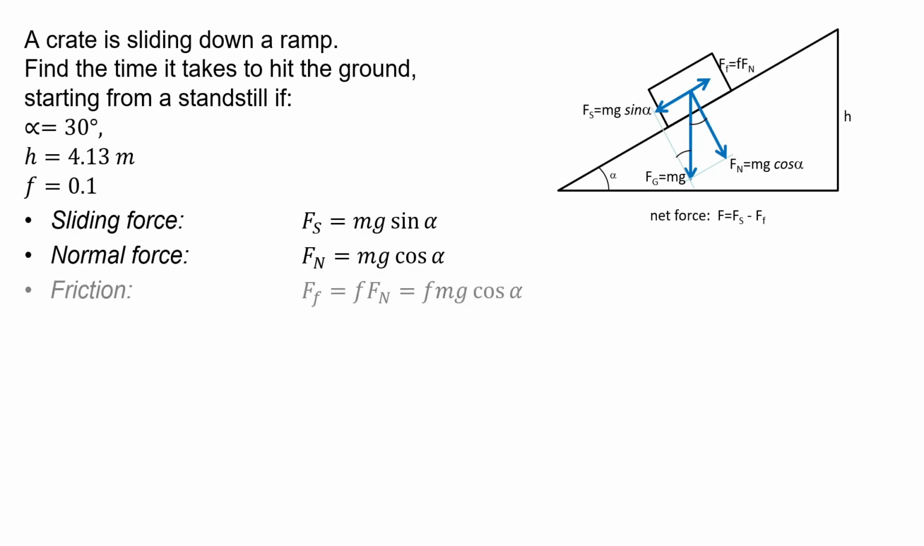mg cosine alpha. And the friction, it looks like my Alexa tried to tell me something. Sorry for the distraction. Friction is f mg cosine alpha. And with these three forces, I will now switch to manual pen, and let's continue.